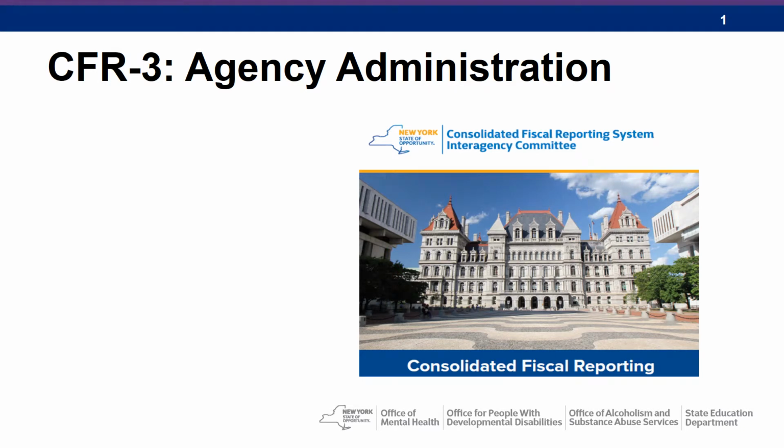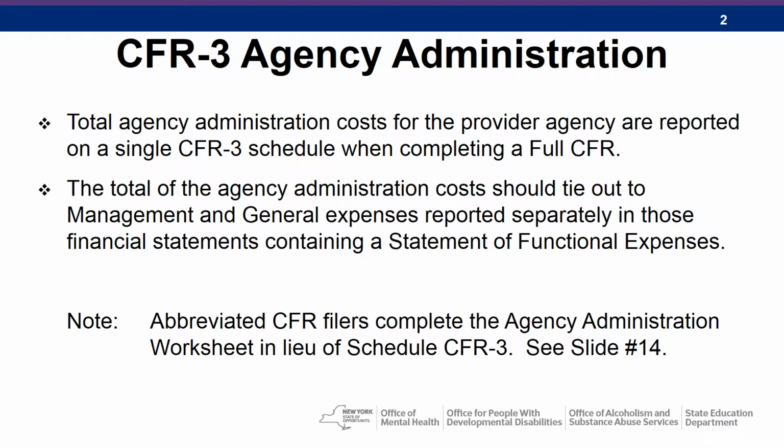This module will provide a basic understanding of Schedule CFR 3, Agency Administration. Total agency administration costs for the provider agency are reported on a single CFR 3 schedule when completing a full CFR. The total of the agency administration costs should tie out to management and general expenses reported separately in those financial statements containing a statement of functional expenses.